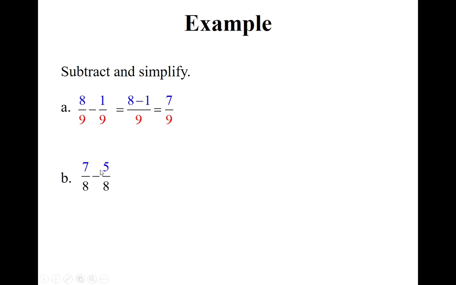In B, 7/8 minus 5/8. We have 8 on the bottom of both fractions. We keep that 8 on the bottom. That allows us to subtract along the top. 7 minus 5 is 2. 2/8 is equal to 1/4. Divide top and bottom both by 2.